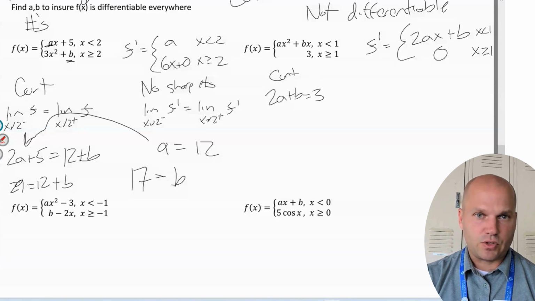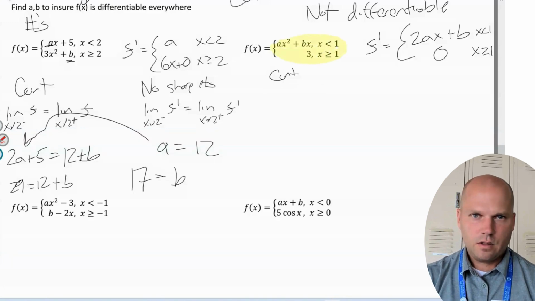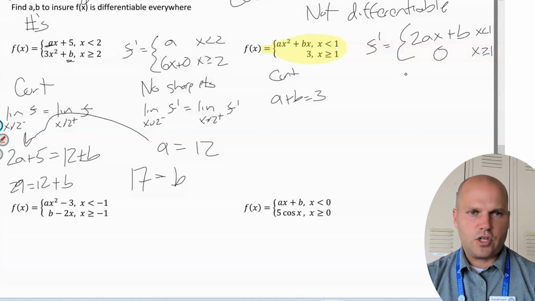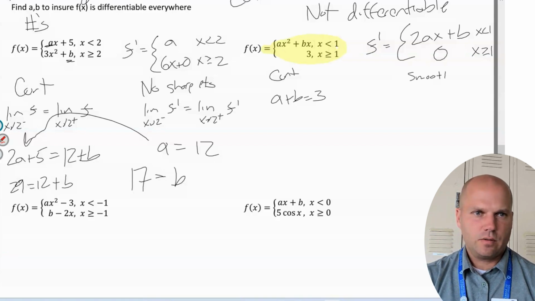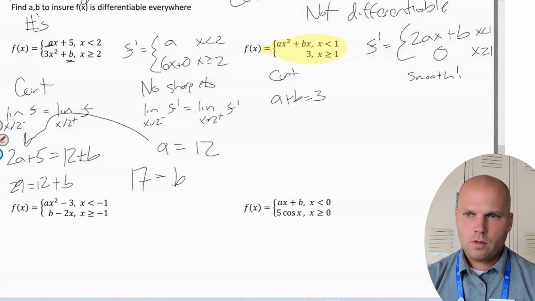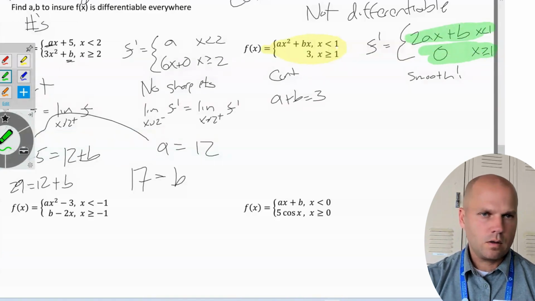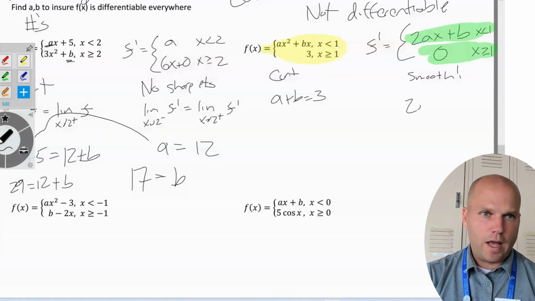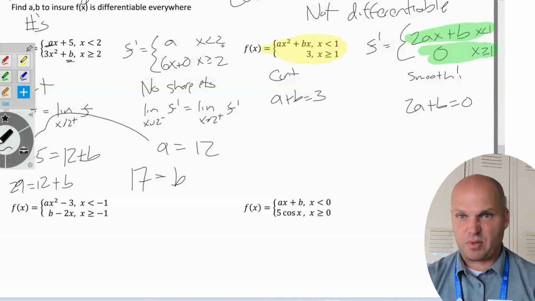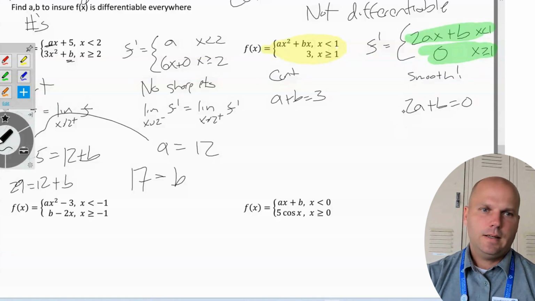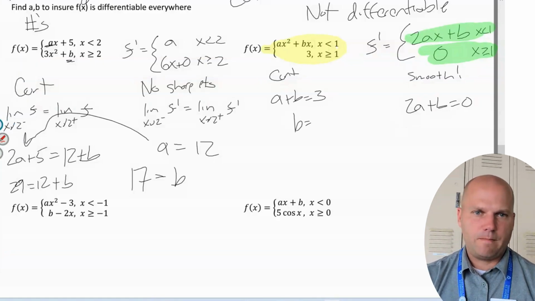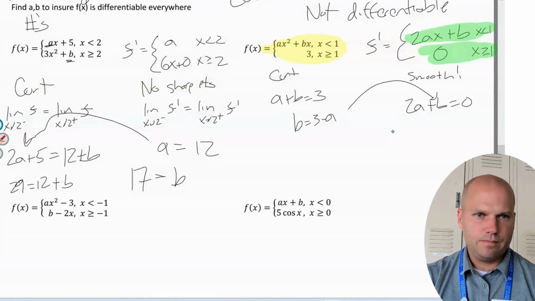2a plus b equals 3. Whoops, I keep messing up. Continuity here: a plus b equals 3. Check the smooth connection. Smooth connection over here: 2a plus b equals 0. You're plugging in 1 into the top and the bottom, just like I plugged in 2 here. I'm going to solve for b. Substitute in.